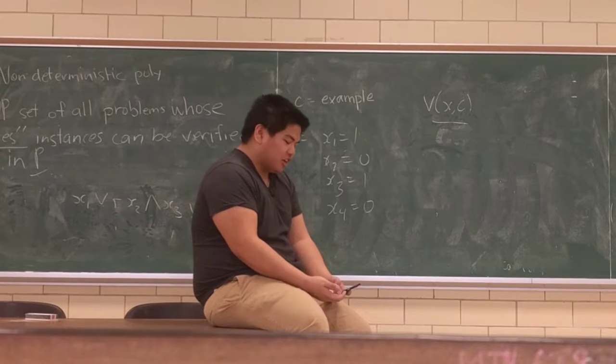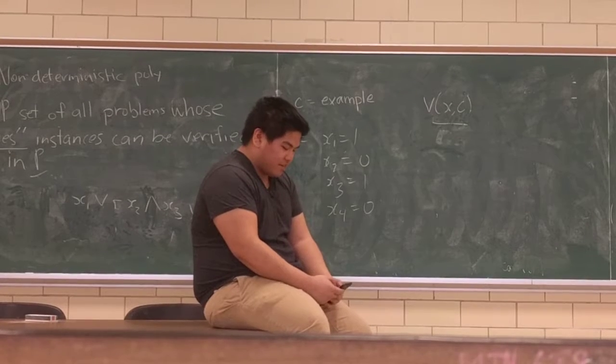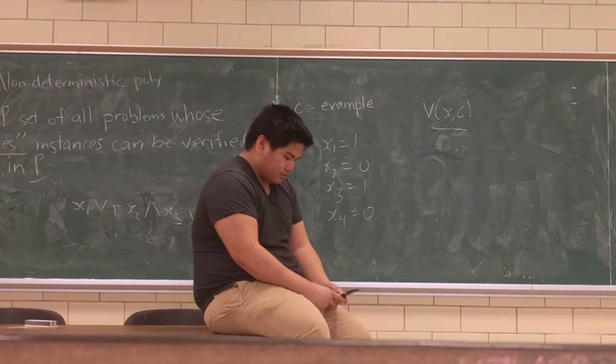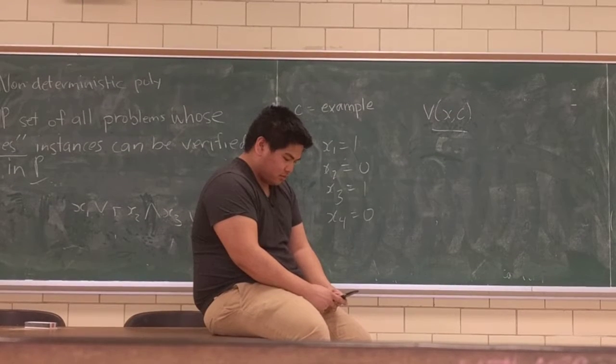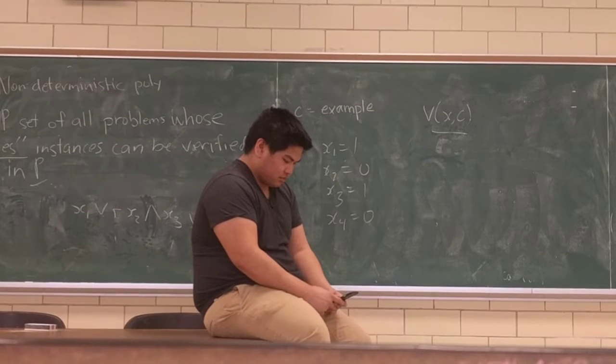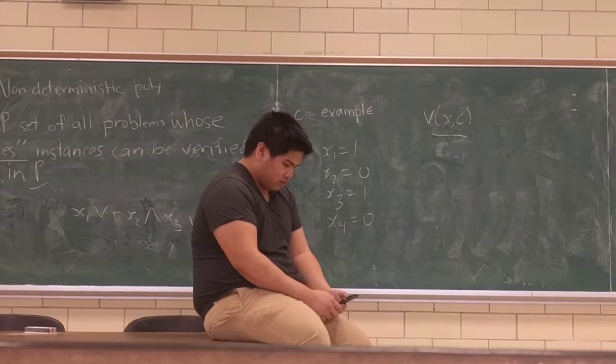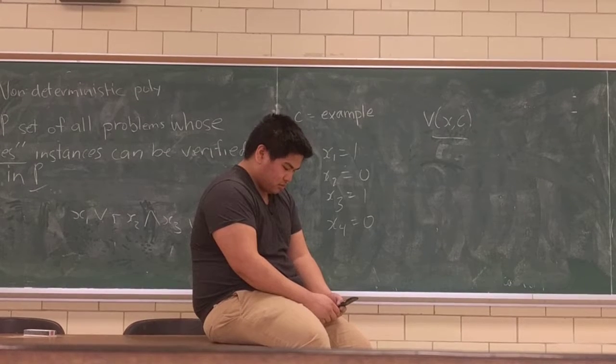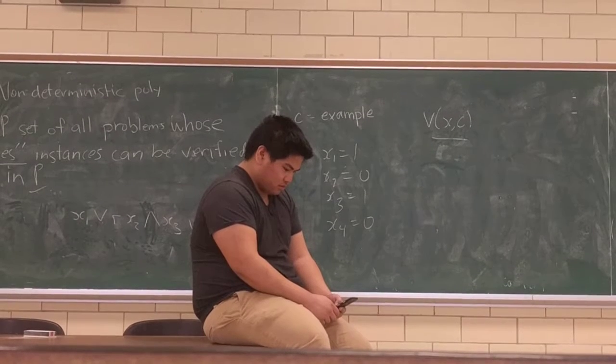I see. You can prove that it is a solution, but to prove that there's no solution is not polynomial. For co-NP, you can prove that it's not a solution, but you can't prove that there is a solution.